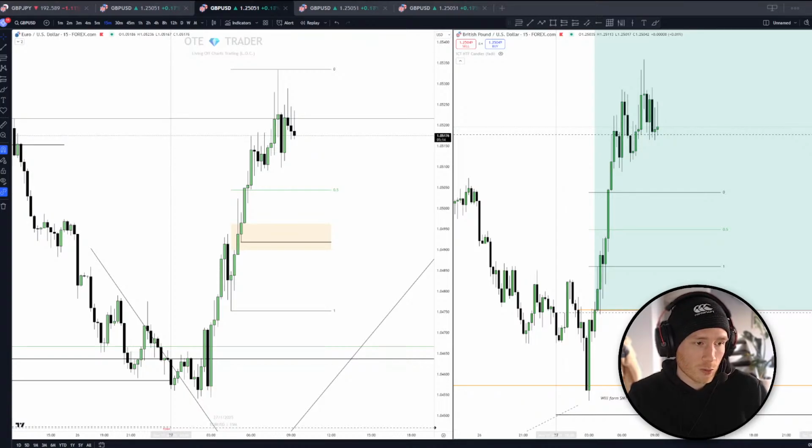How can I know that there's SMT divergence between EU and GU, or is it just a delay? The SMT will be confirmed with a CSD, so you need to see a CSD, change in the state of delivery, and then afterwards that SMT is confirmed.